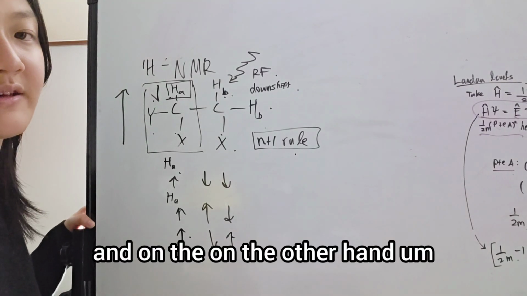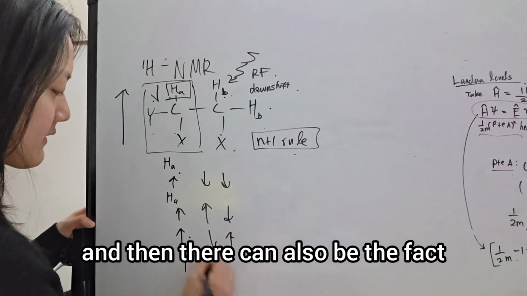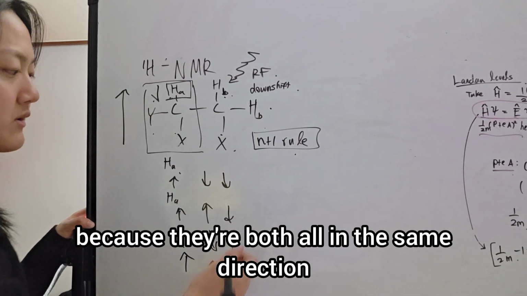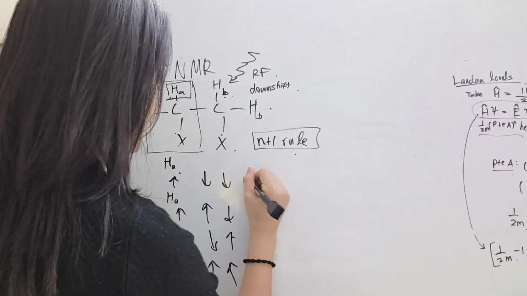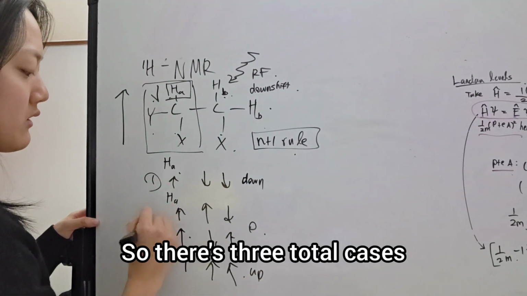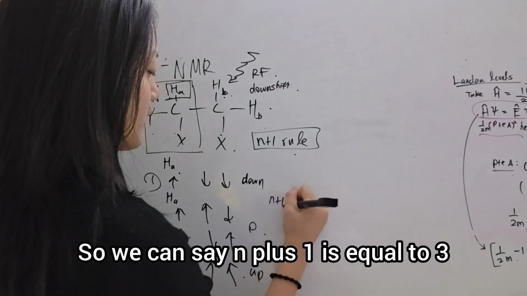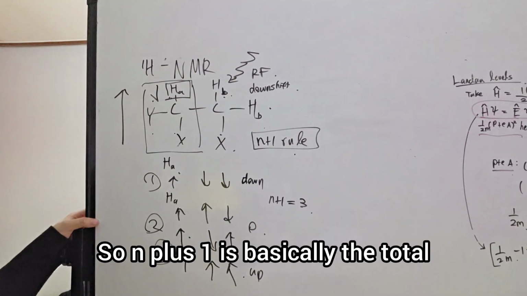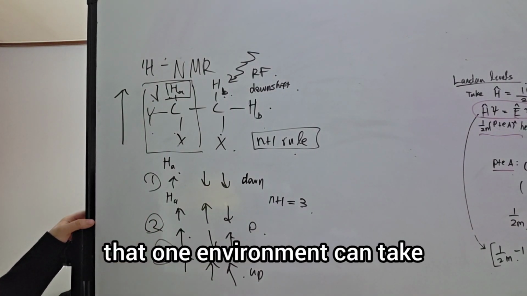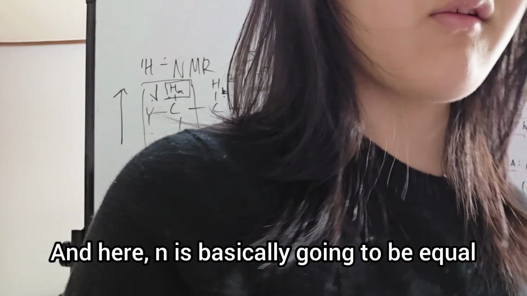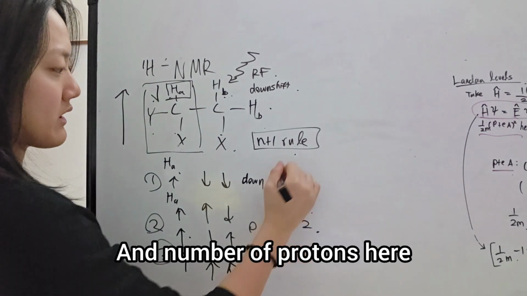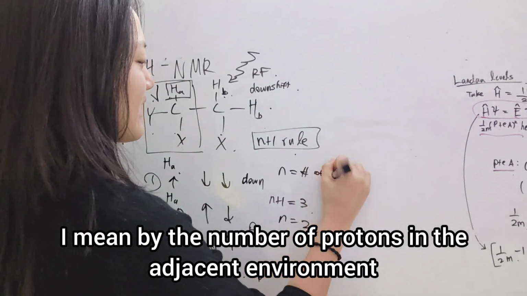On the other hand, there can also be the case that both of them are upshift, and in this case that's going to be upshift because they're all in the same direction. So this is going to be downshift, this is going to be upshift, and this is going to have a net zero effect. So there are 3 total cases. So we can say n plus 1 is equal to 3. So n plus 1 is basically the total number of configurations that one environment can take. And here n is going to be equal to the number of protons. So n is equal to 2. And by the number of protons, I mean the number of protons in the adjacent environment.